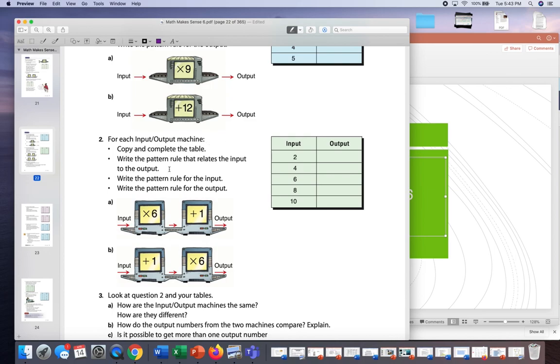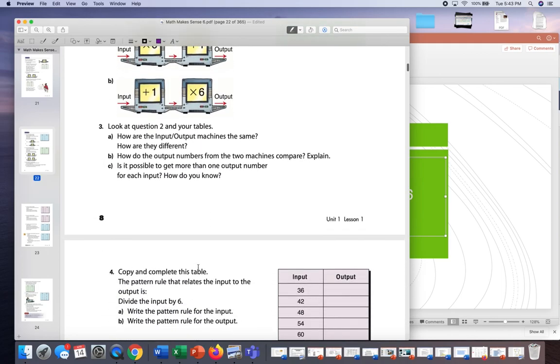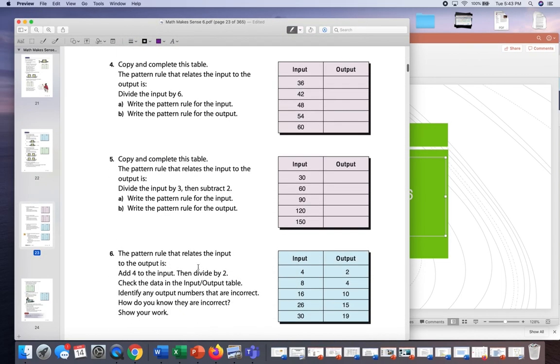Check. Write the pattern rule that relates the input to the output. So I would say start at 2, increase by multiplying by 6, and then subtract 1 each time. I just did the first one for you. Then you have to write the pattern rule for the input. That's where you're starting at 2, increase by adding 2 each time. And then the pattern rule for the output. You're gonna have to actually write down what that is. That's the only part that I haven't basically given away. Then you have to do the exact same thing for B. Question 3 you can skip if you want, you can do it though.